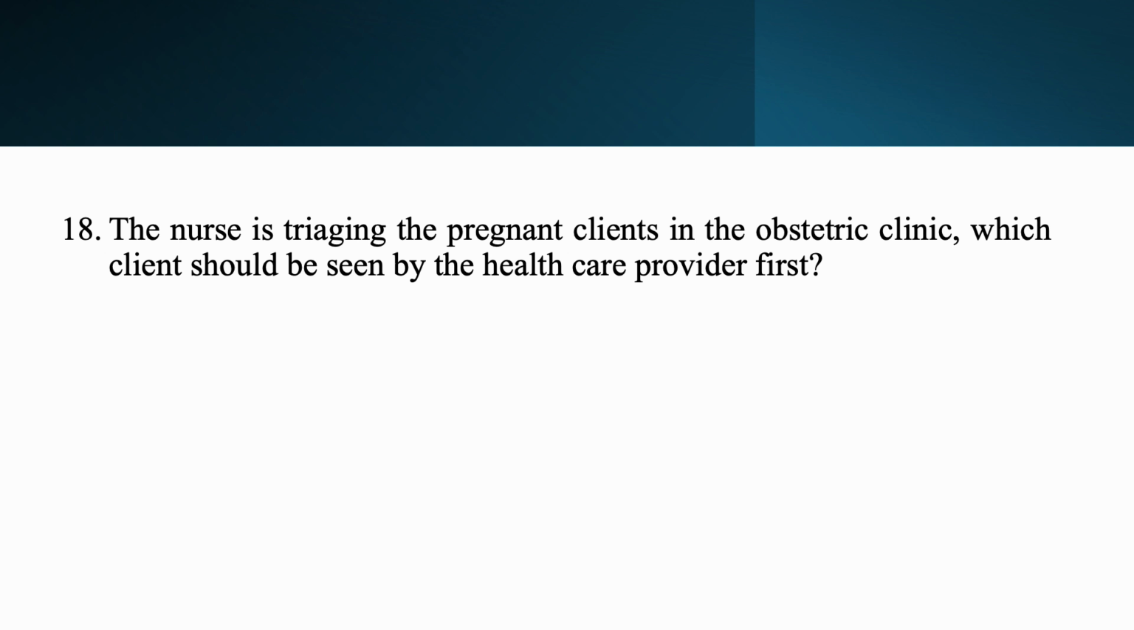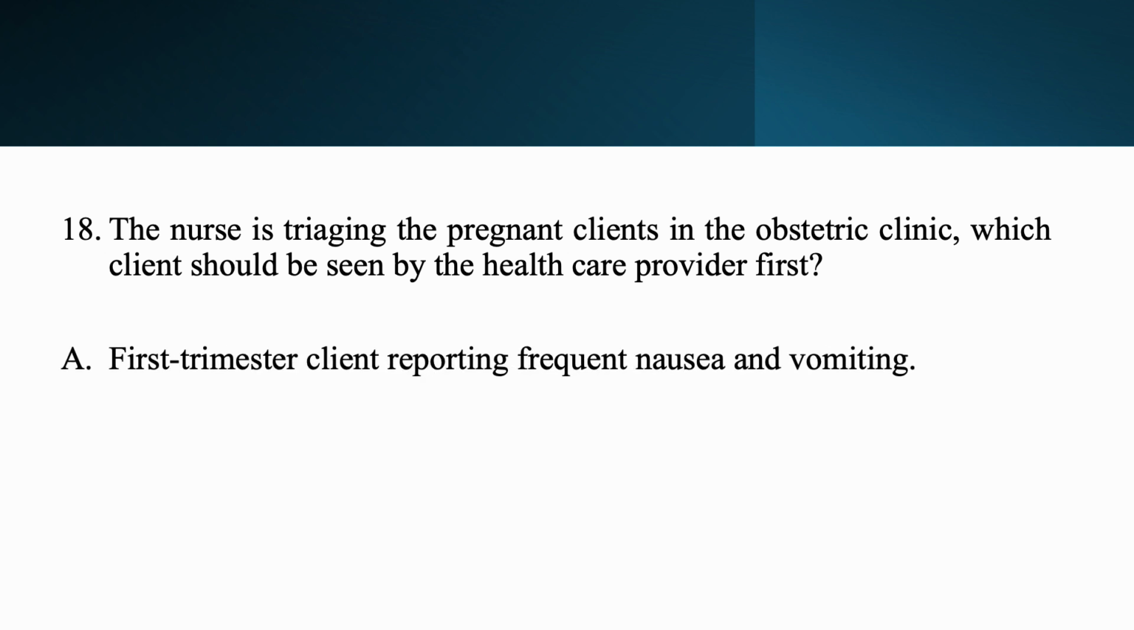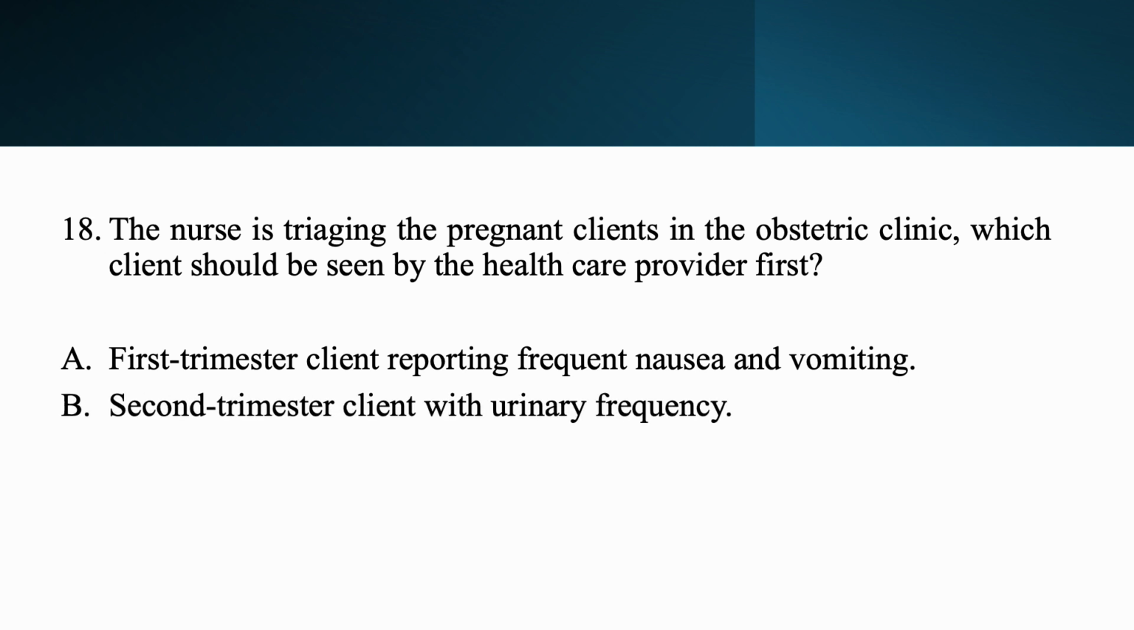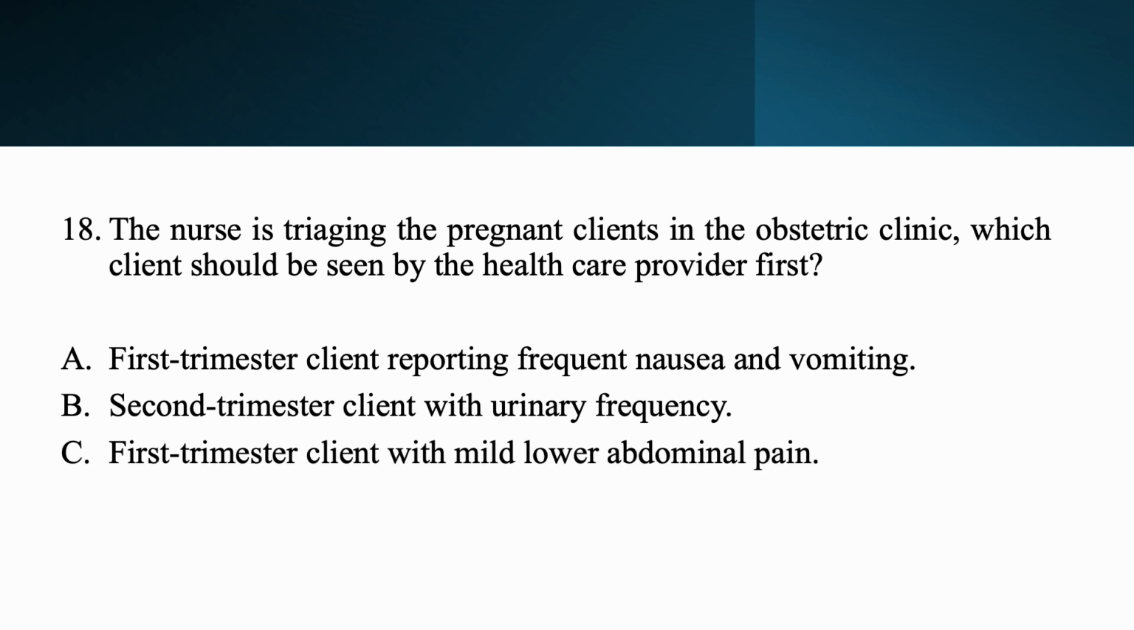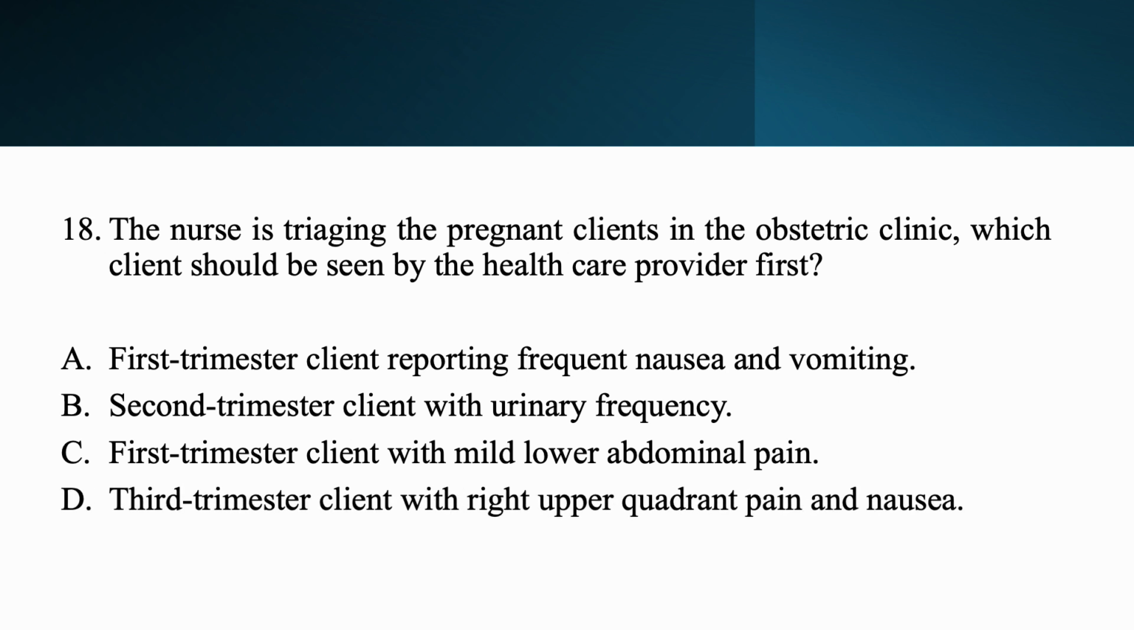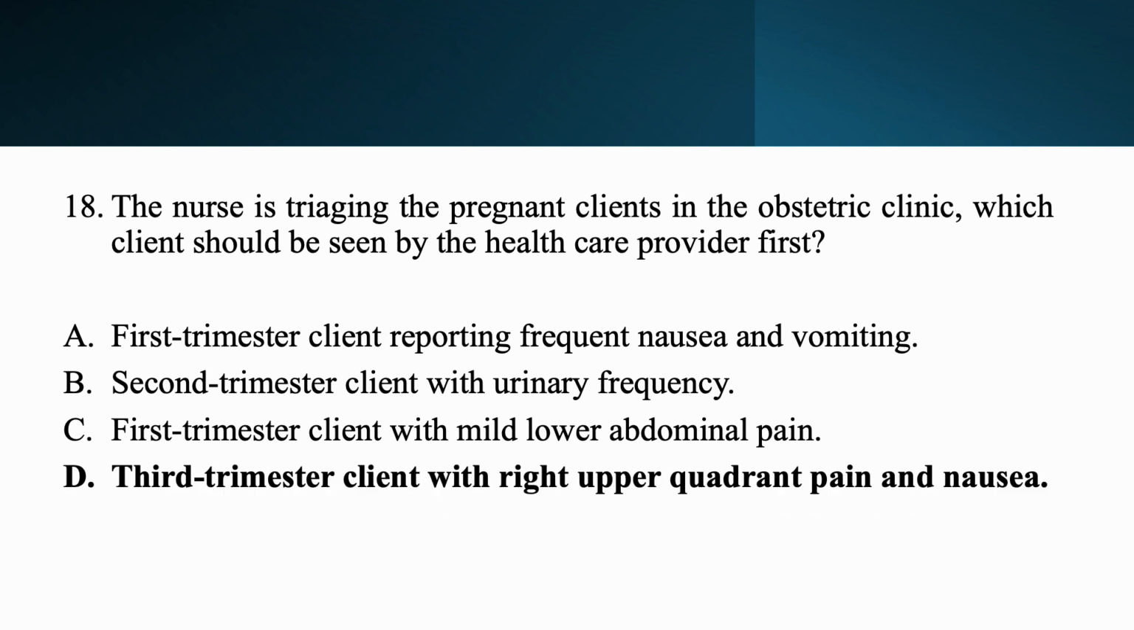Question number 18. The nurse is triaging the pregnant clients in the obstetric clinic. Which client should be seen by the healthcare provider first? Option A, first trimester client reporting frequent nausea and vomiting. Option B, second trimester client with urinary frequency. Option C, first trimester client with mild lower abdominal pain. Option D, third trimester client with right upper quadrant pain and nausea.